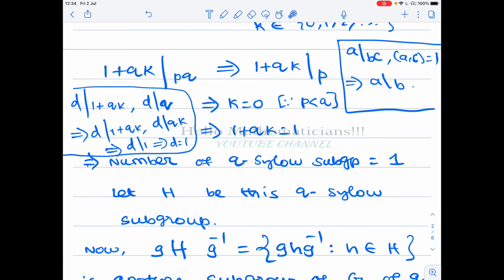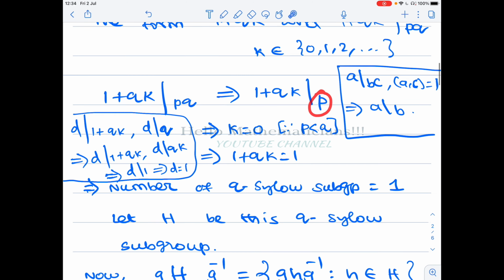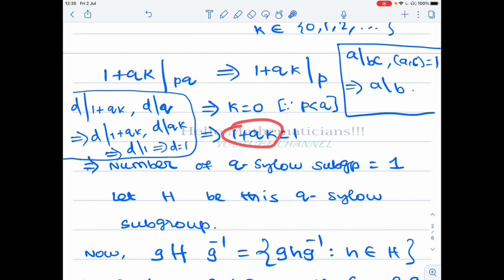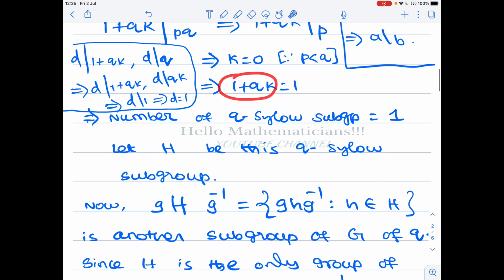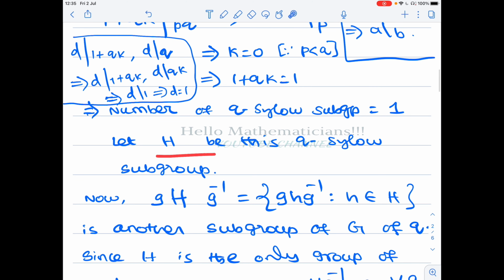Now, p is a number smaller than q. We assume that q is the larger prime, and if k is a positive integer, then 1 plus qk will be a much bigger number than p. So a big number cannot divide the smaller number. Therefore, k should be 0. If k is 0, then 1 plus qk equals 1. But this 1 plus qk is the number of q Sylow subgroups of G. Therefore, the group G has a unique q Sylow subgroup. We call this subgroup H.